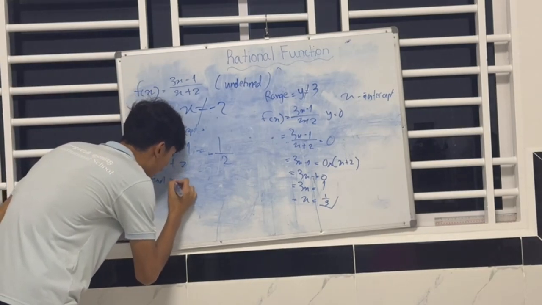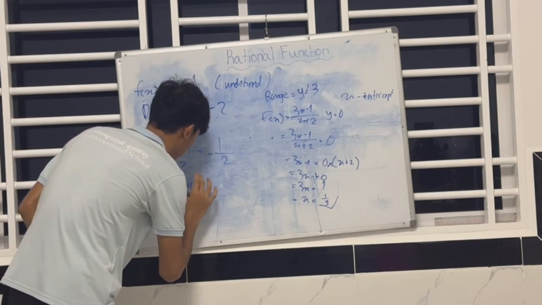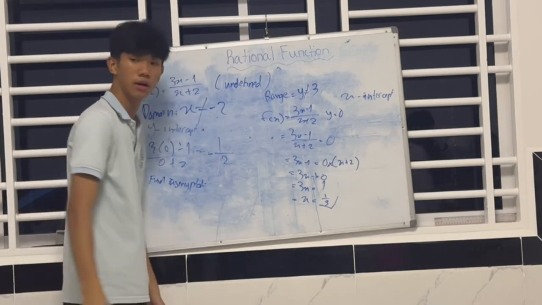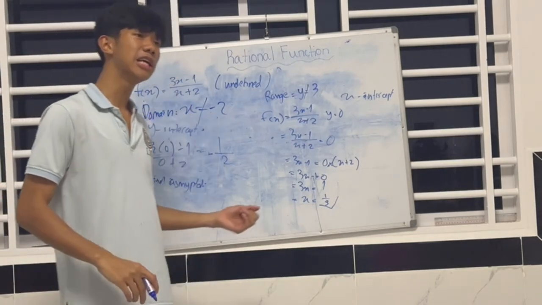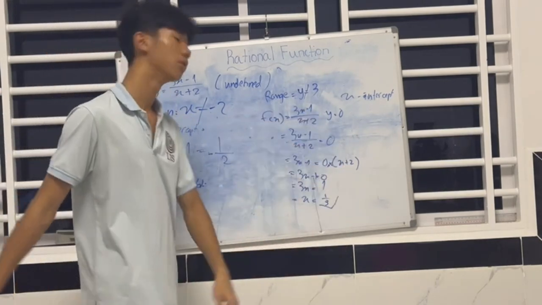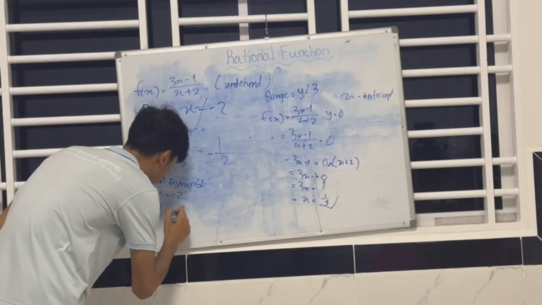Find the asymptote. To find the asymptote, you basically just get the domain and the range. So x is negative 2, y is 3.